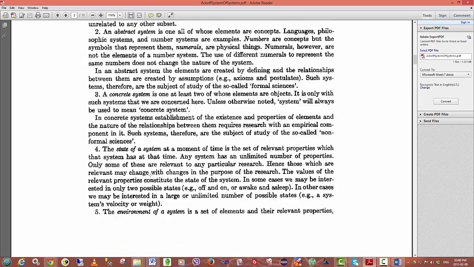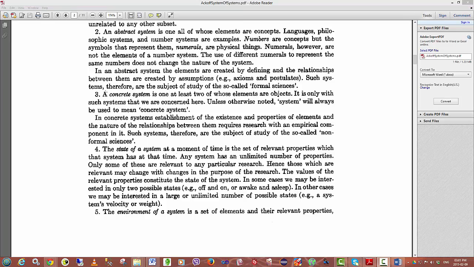We are more concerned with the notion of a concrete system, in other words, a system in which we can see something happening. And it is only with such systems where we are concerned. In concrete systems, establishment of the existence and properties of elements and the nature of the relationships between them requires research with an empirical component. Such systems, therefore, are the subject of the study of the so-called non-formal sciences.